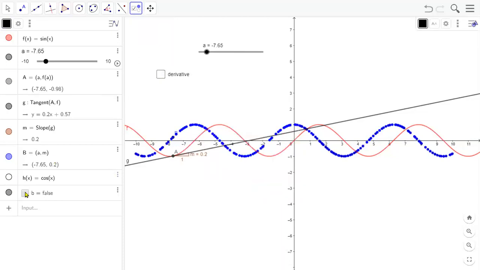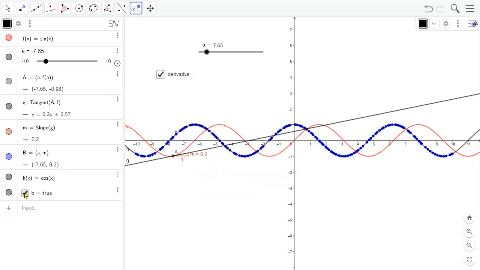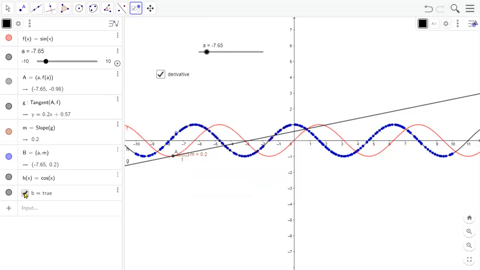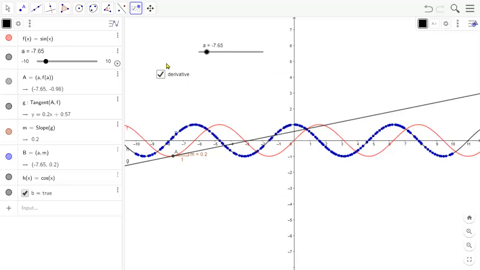There is some problem here. We can make the checkbox for the derivative. Let me hide this derivative function. Okay, the derivative function is hidden, which is cosine of x. Let me show this. Okay, the derivative function is shown. This is called the checkbox.